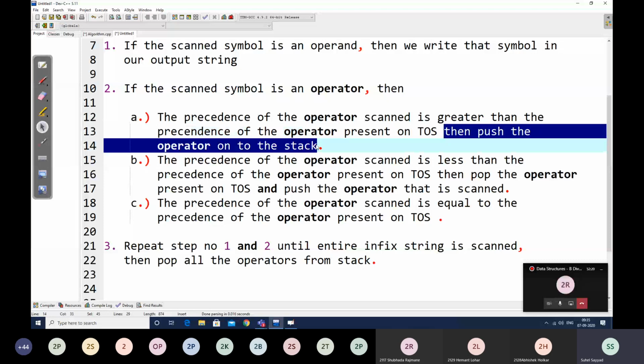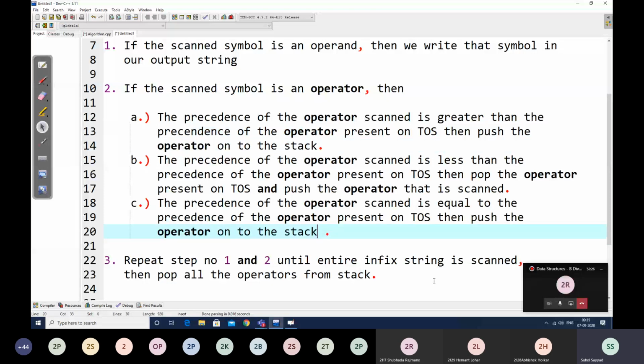If two things are having equal precedence, so if two minus are there, they can be placed on top of stack. Or plus minus is there, they can be placed on top of stack. No need to pop the existing symbol which is present on top of stack. Are you getting this? This is the only change. Then repeat steps 1 and 2 until the entire string is scanned. Then pop all the operators from stack. This will remain as it is, right?